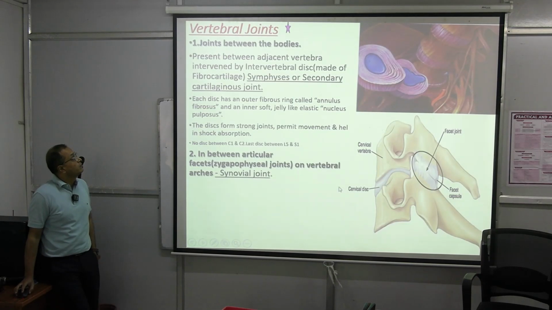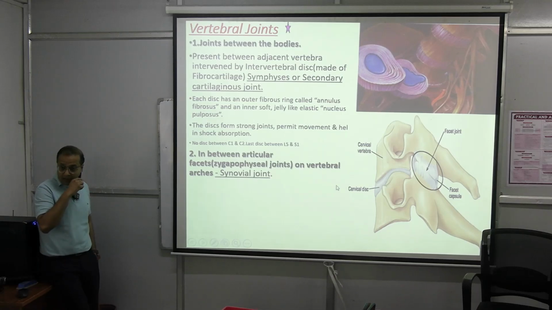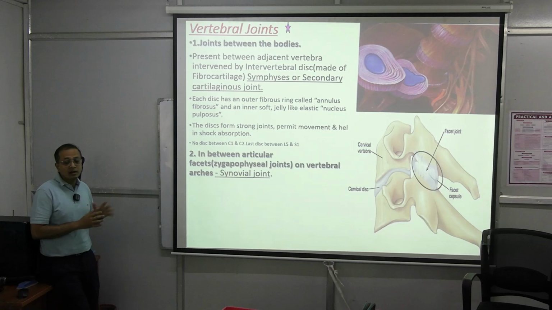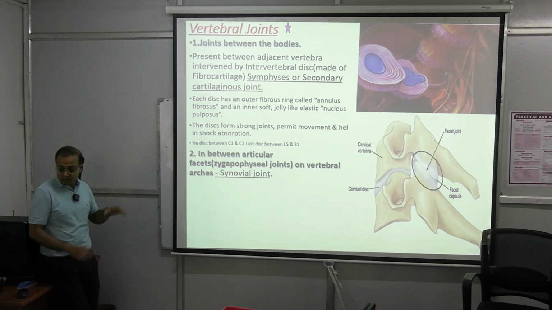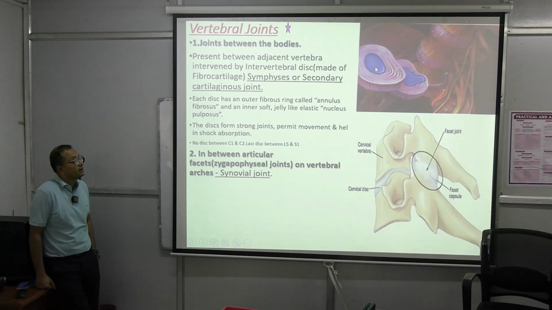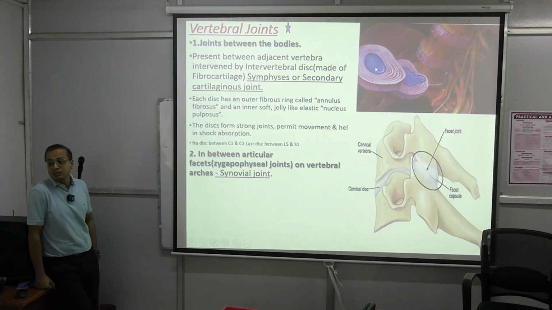Between the vertebrae we have a cartilage placed, which we call the intervertebral disc. The intervertebral disc has 2 components. One is a central component, shown in blue shades here, which we call the nucleus pulposus, and surrounding that we have a fibrocartilage, which we call the annulus fibrosus.